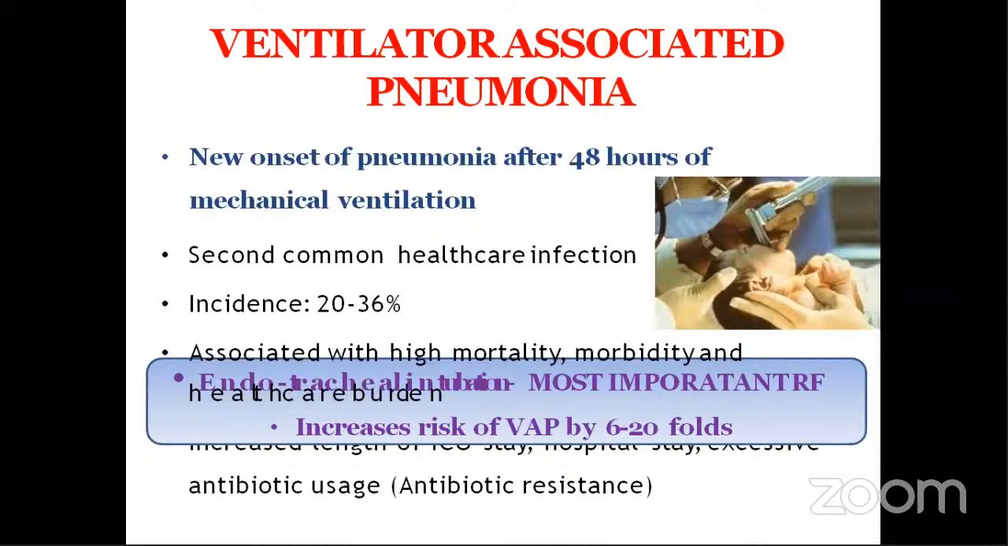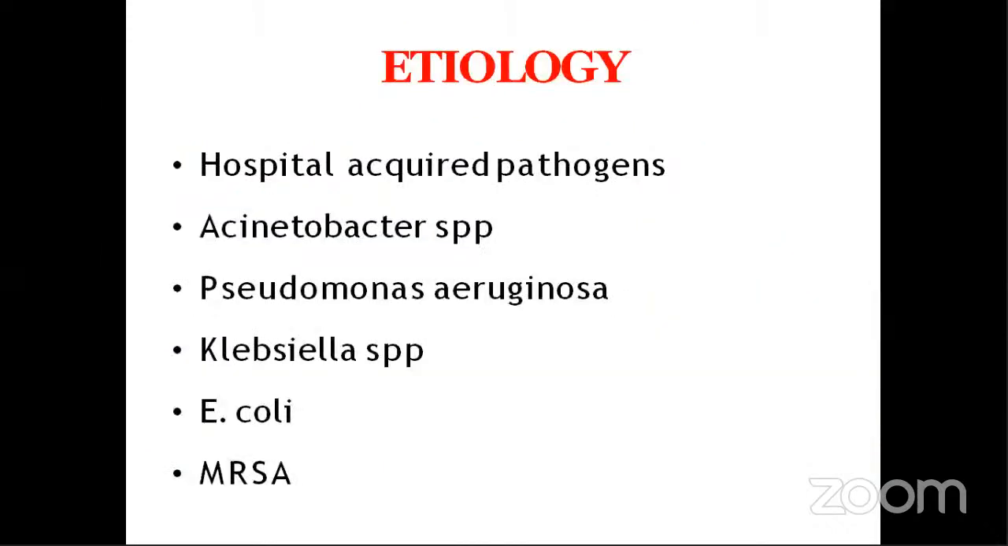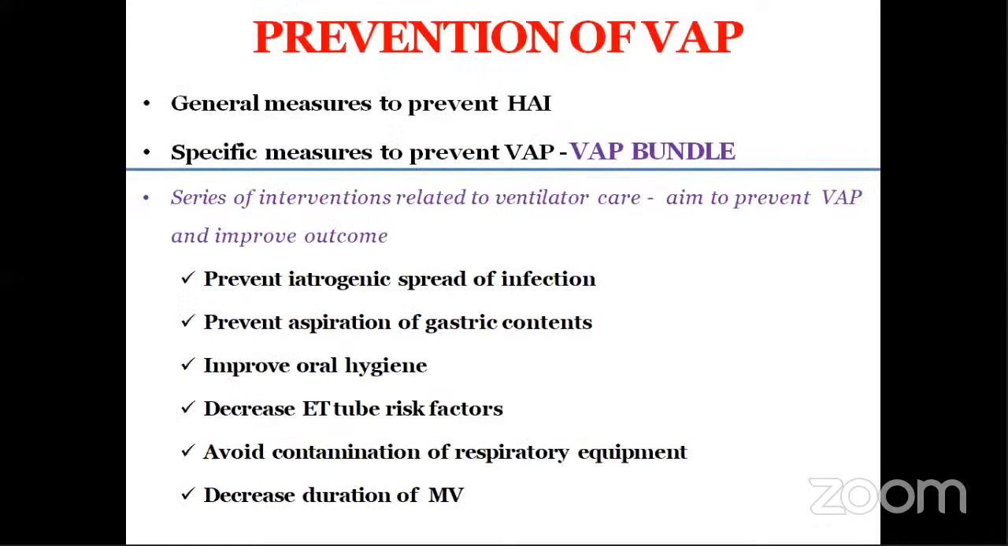Endotracheal intubation is the most important risk factor for this. It increases the risk of VAP by 6 to 20 folds. The etiologies are hospital-acquired pathogens, Acinetobacter species, Pseudomonas aeruginosa, Klebsiella species, E. coli, and methicillin-resistant Staph aureus.